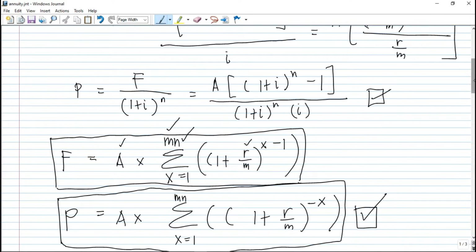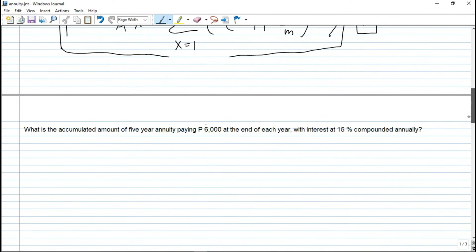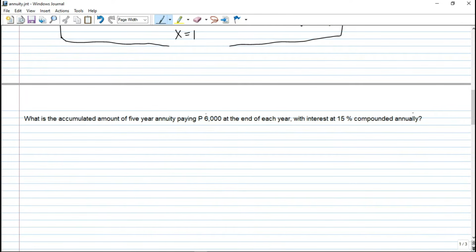Okay? Now, using this formula and using the calculator technique, let's solve a sample problems. Okay? Solve tayo ng mga problems. So, what is the accumulated amount of 5-year annuity paying 6,000 at the end of each year with interest at 15% compounded annually? Okay, lagay tayo dito ng, we have here an accumulated amount, 5-year. We have here n equals 5. Okay? That is compounded annually. So, m equals 1. Okay, interest natin is 15%. So, r is 15%.